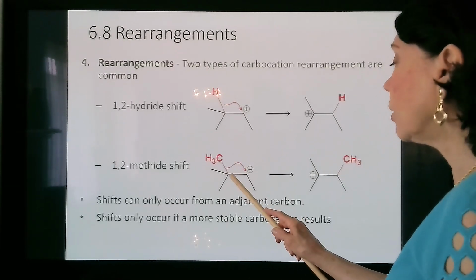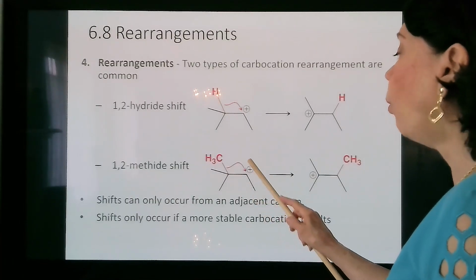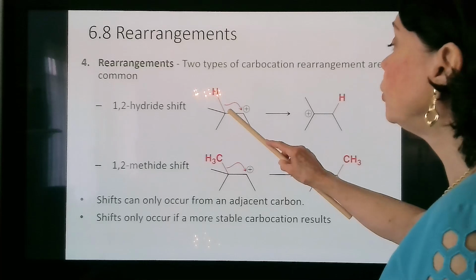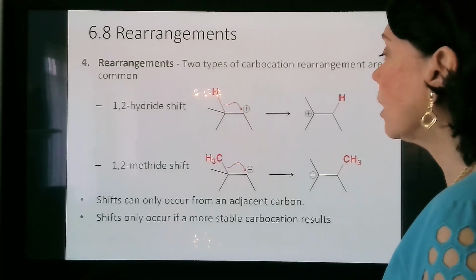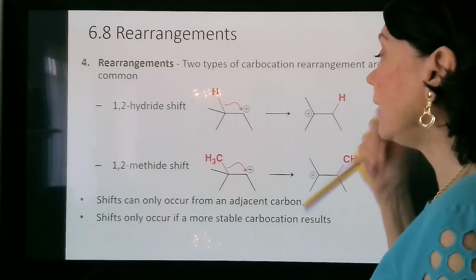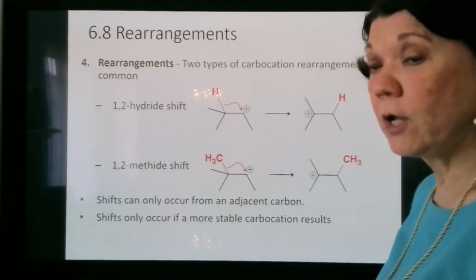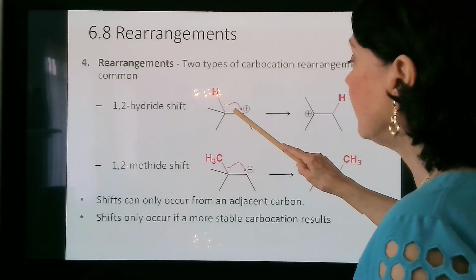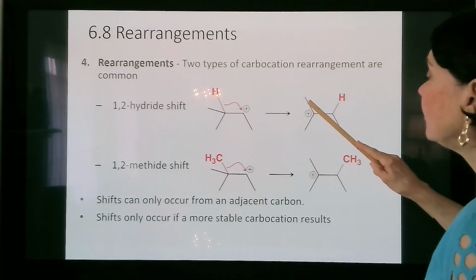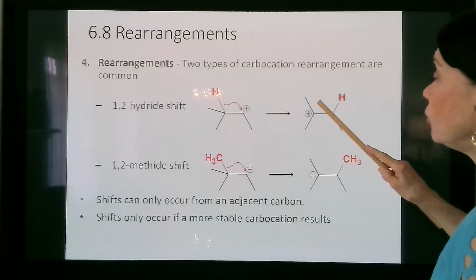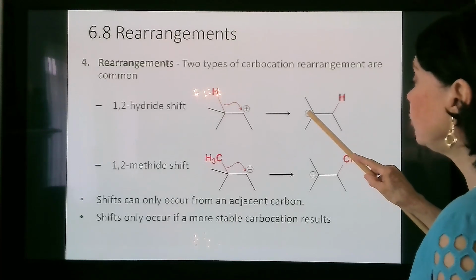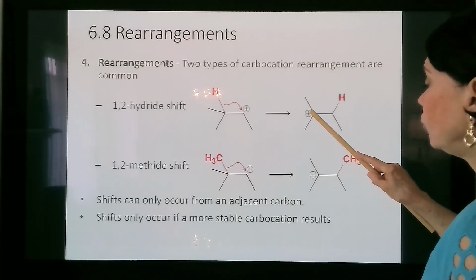It only shifts one position. It doesn't ever shift like 2, 3, 4, 5 positions over. Just next door. It just goes next door. And it only moves over if it creates a more stable carbocation. So here, this carbocation has 2 substituents attached. Now over here, this has 3 substituents attached. So remember what we just saw on the previous slide, the more substituents, the more stabilization.